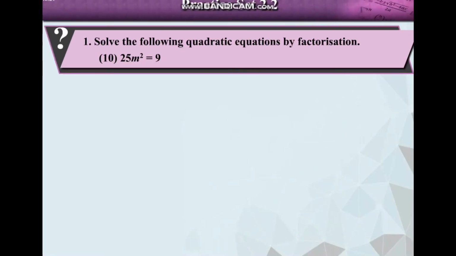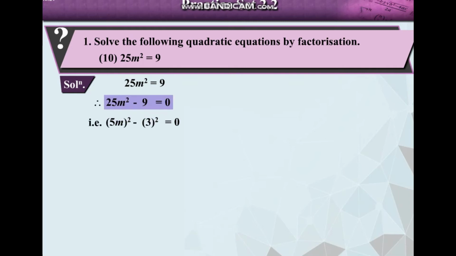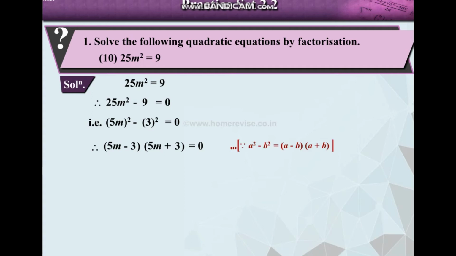10. 25m square is equal to 9. Solution: 25m square is equal to 9. Therefore, 25m square minus 9 is equal to 0. That is, 5m the whole square minus 3 square is equal to 0. Therefore, 5m minus 3 multiplied by 5m plus 3 is equal to 0, since a square minus b square is equal to a minus b multiplied by a plus b.